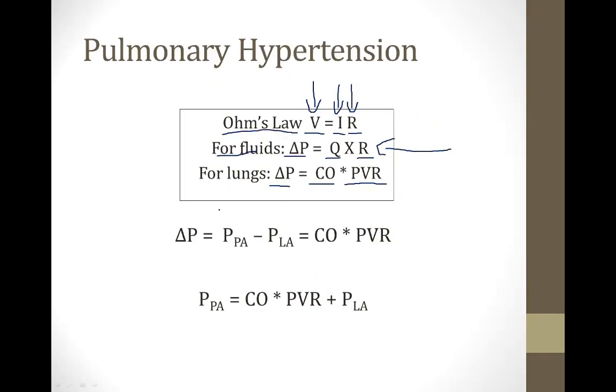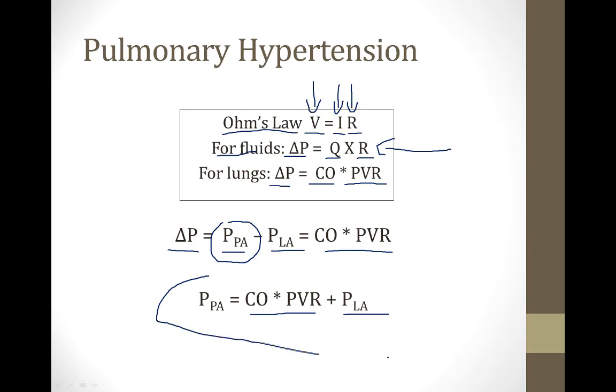So the reason I went through all that is because if you understand the flow equation, it's really easy to understand the causes of pulmonary hypertension. We said when we made our drawing that the delta P across the lungs is equal to the pressure in the pulmonary artery minus the pressure in the left atrium, which equals the cardiac output times the PVR. If we rearrange this equation and solve for the pressure in the pulmonary artery, we get that the pulmonary artery pressure is equal to cardiac output times PVR plus the pressure in the left atrium. And if you know this, you can understand all the causes of pulmonary hypertension.